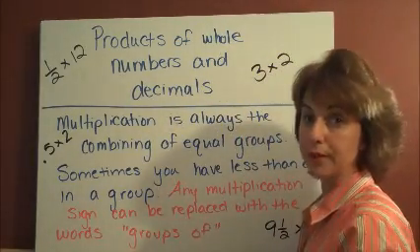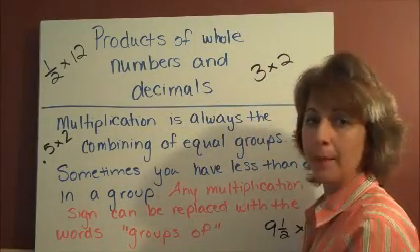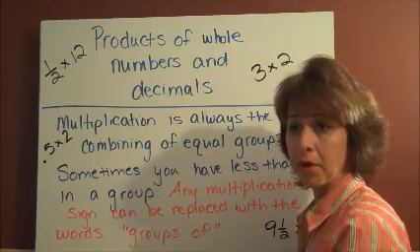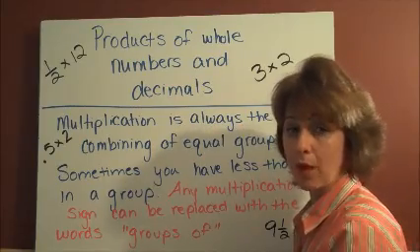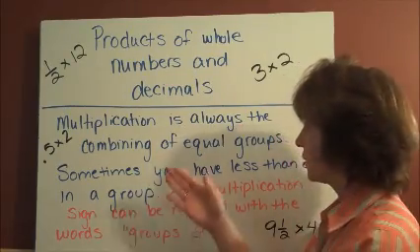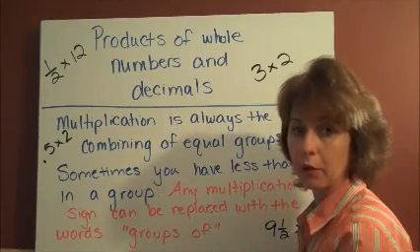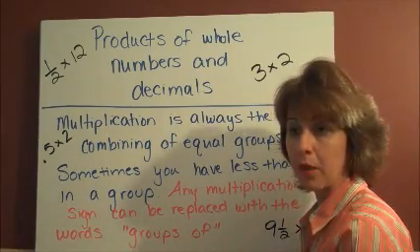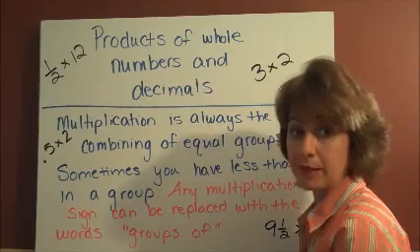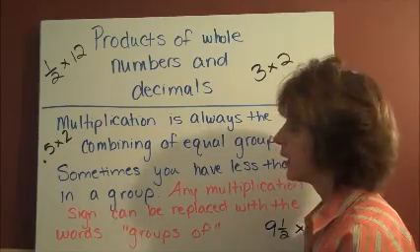Products of whole numbers and decimals. What happens when we multiply a whole number by a number less than 1? Multiplication is always the combining of equal groups, but what happens when our groups have less than 1 in them, or when we have less than one group?